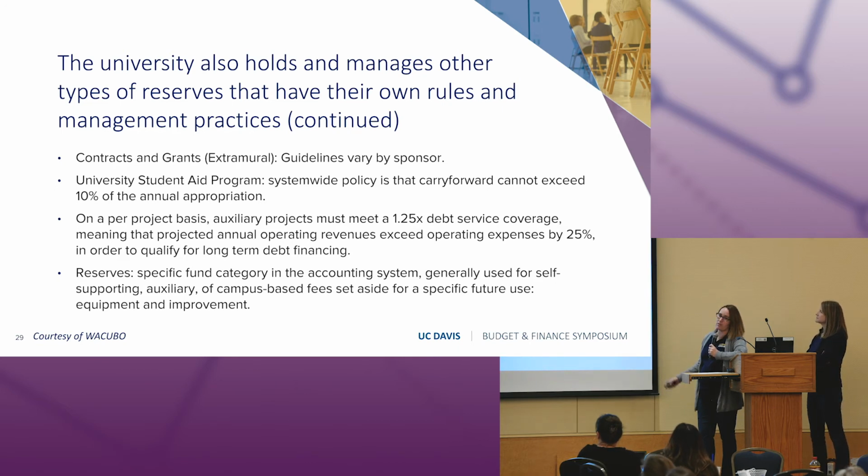University Student Aid Program, for those of you involved with financial aid, when our students pay their tuition, we use by policy from OP for undergraduates, 33% of that goes back into aid, roughly, for our students. And so there is a rule system-wide that can only be 10% carry forward. Auxiliary has some debt service requirements. If you're going to go borrow money for, let's say, a housing project, you have to be able to show that your annual operating revenues exceed operating expense by 25% in order to qualify for that financing.